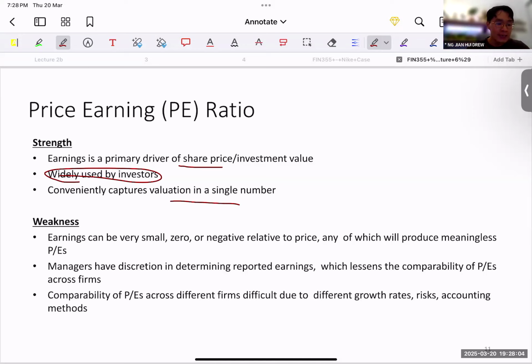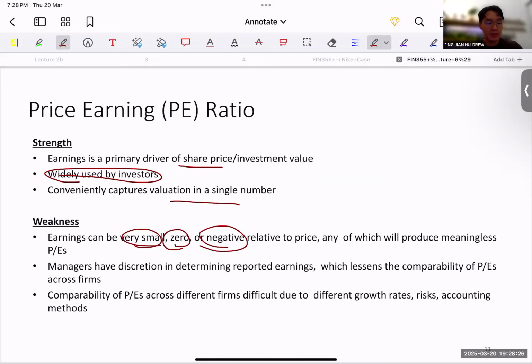Weaknesses: earnings can be very small. The thing about earnings is that it can be very small, zero or negative. And this is quite bad because if earnings are zero, very small or negative, then you really have nothing to use this ratio with. You can't even use this ratio. It will not make sense at all.